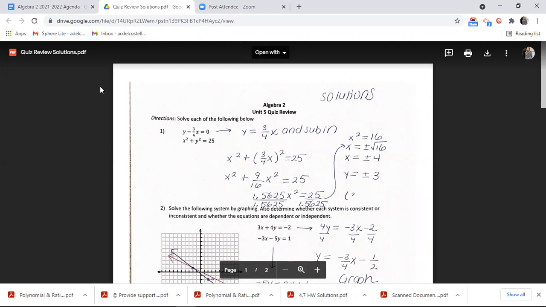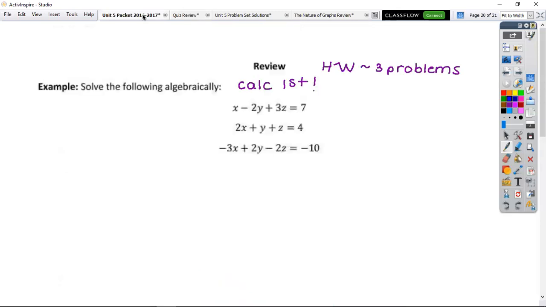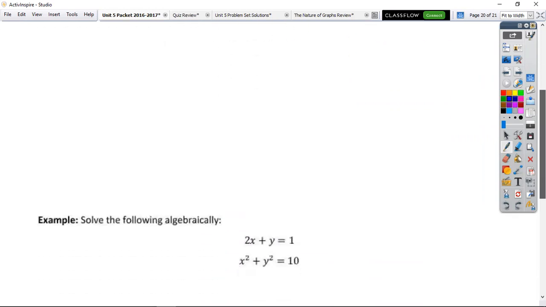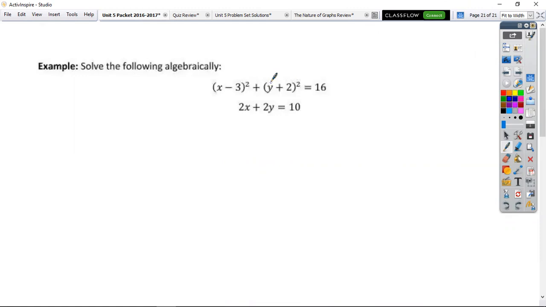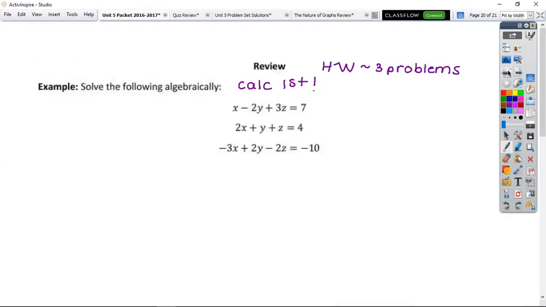Your homework assignment, though, is going to be, go back to your packet, please. And I want you in the review section to do those 3 questions that are in there. So it's right at the back. You have a 3-variable system to do. You have a system with a line and a circle to do algebraically. And if you flip, there's just one more. Your last question is a linear function with another circle, so another substitution to do. So those are the questions that I'll be checking Monday.